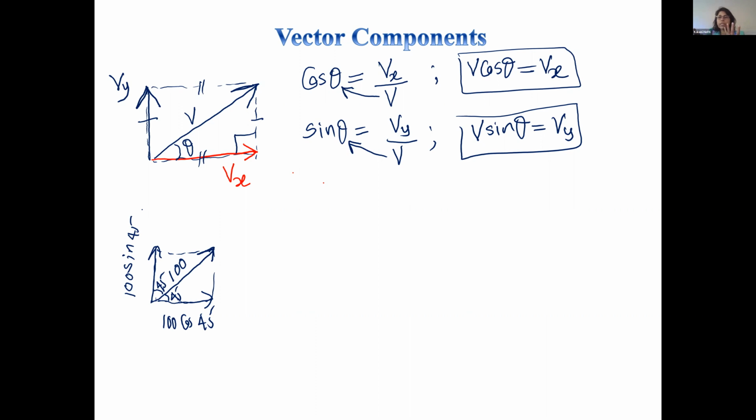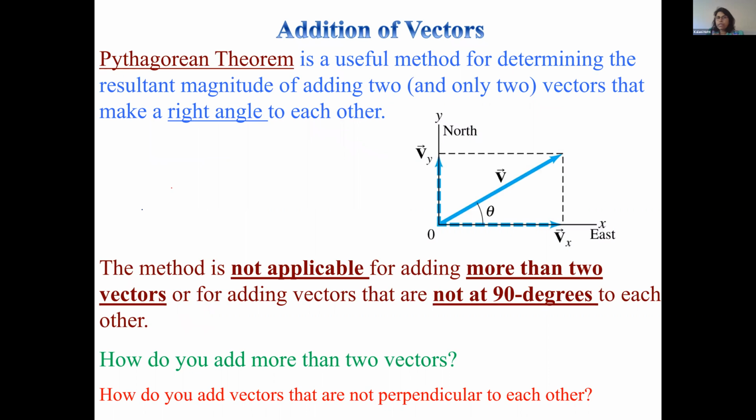If it is 30 degrees, then you know you will get the rectangular shape. Then you need to write your X and Y components. Okay, so now adding of vectors.